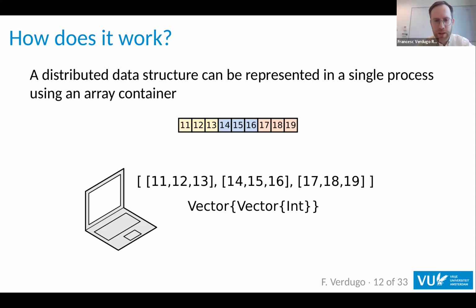So I can represent this in your laptop using an array container. So I can represent this using a vector of vectors. Here I have a vector of length 3, and at each position of the vector, I have a sub-vector, which represents the subpart in which I have distributed my original vector. And this can be stored in a sequential process in your laptop using a standard array type. So, for instance, the standard array type in Julia. So this is going to be a vector of integers.